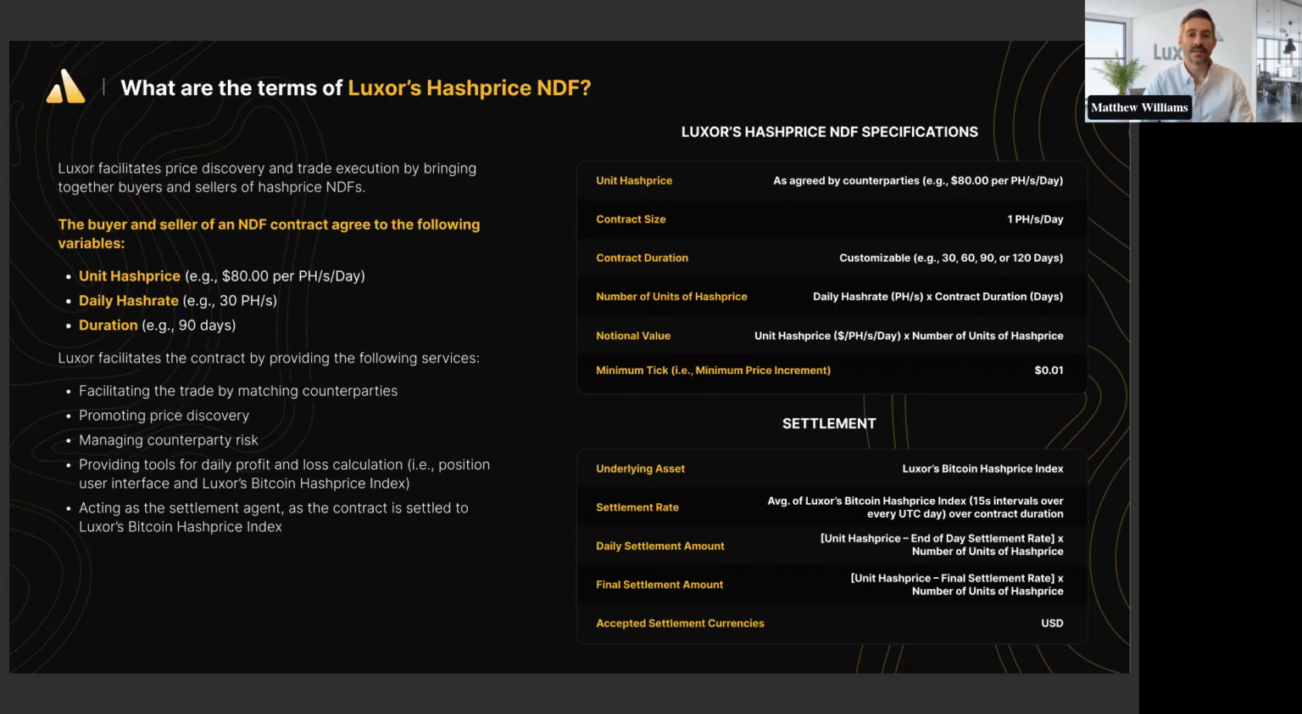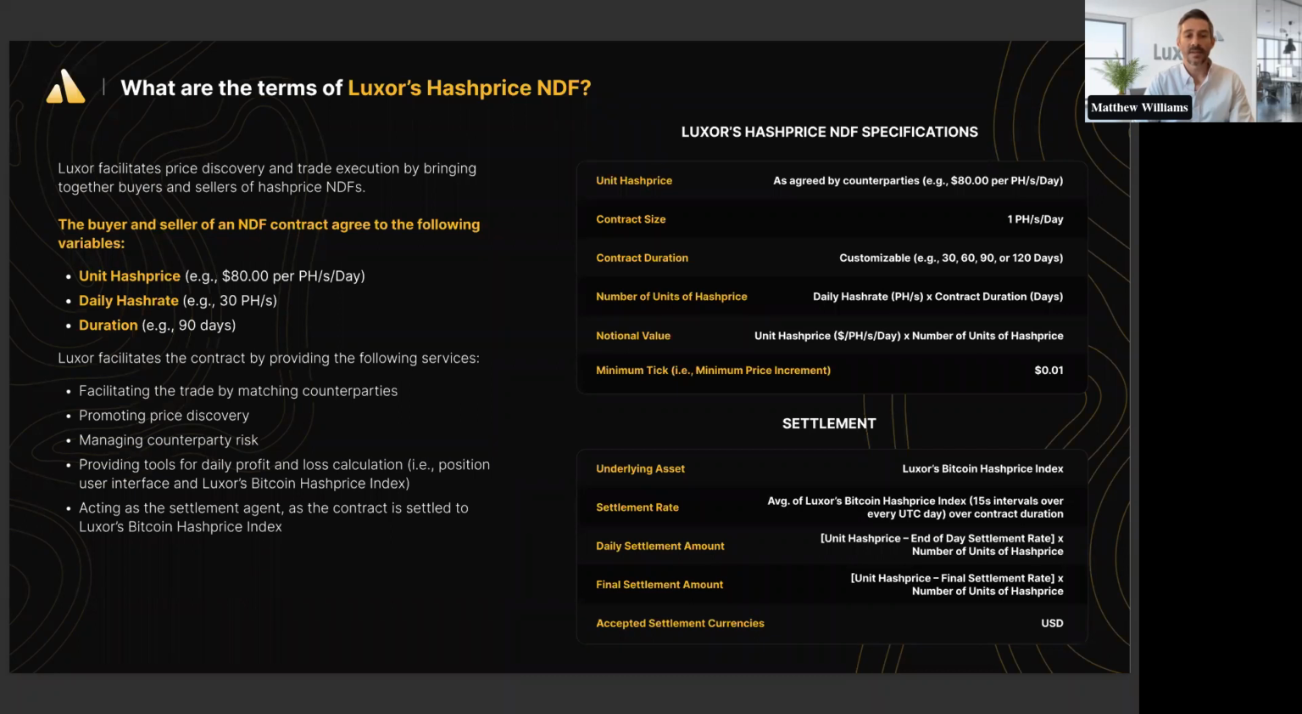So to facilitate these trades, Luxor provides several key services. We facilitate price discovery, meaning we help counterparties find liquidity at the prices that they're looking for. We help customers manage their counterparty risk, as we are the only person that counterparties will engage with. So when you trade these instruments, your only counterparty risk is us. We act as a settlement agent. So as the contract is settled to our hash price index, we also do our own methodology for calculating the settlement. And then we also handle the reporting requirements that are mandated by the CFTC for OTC transactions.